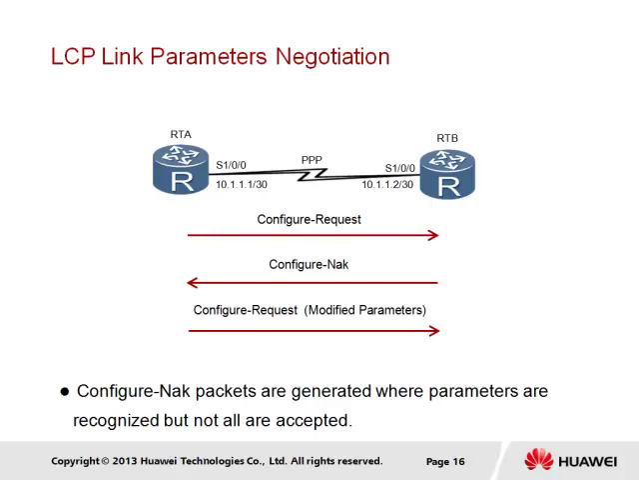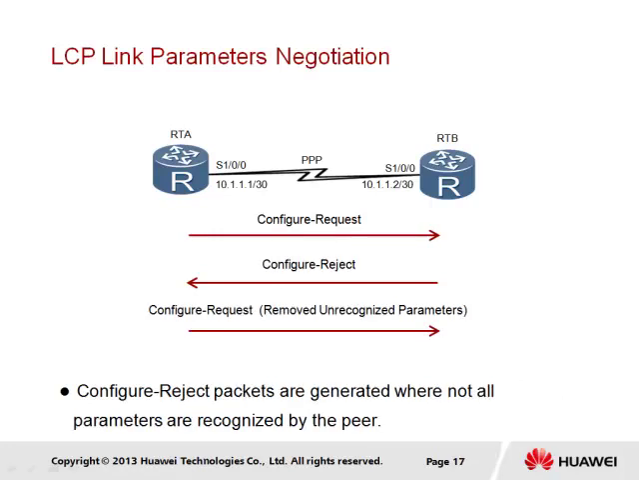As a result of this, a new configure request packet will likely be sent, containing the modified parameters to the peer. Where a configure request packet is sent containing parameters that are not recognized or considered unacceptable by the peer, a configure reject packet will be generated by the peer and sent to the sender. In order to support this process, the configure reject packet will only contain those parameters that are not accepted. Once the configure reject packet is received, the sender is able to generate a new configure request but will have removed all of the parameters listed in the received configure reject packet.